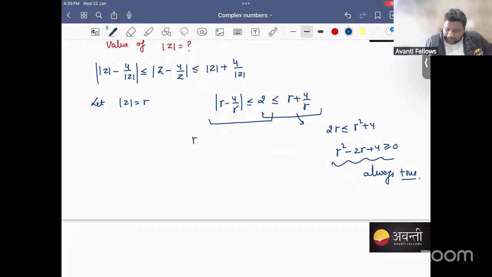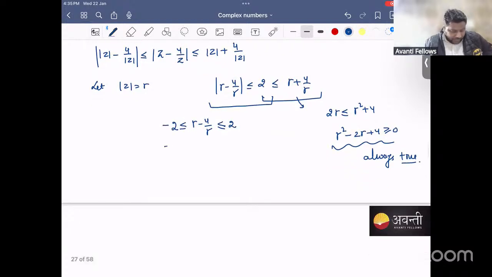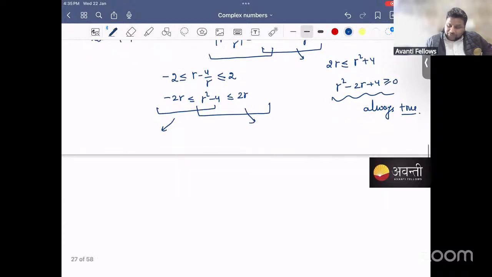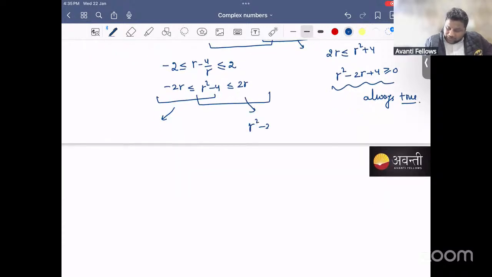Now let's come to this part. From this I can say |r minus 4 by r| is less than or equal to 2, so it is more than or equal to minus 2 and less than or equal to 2. Multiplied by r: minus 2r less than or equal to r square minus 4 less than or equal to 2r. Again, this inequality goes two ways. If I go this way, I get r square minus 2r minus 4 less than or equal to 0.